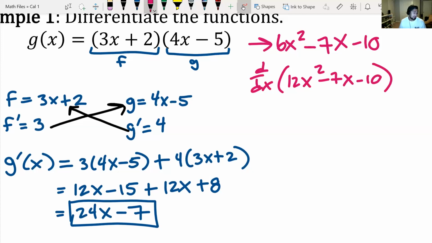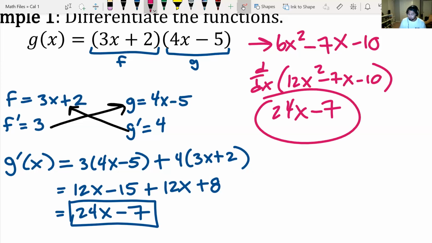Okay. Then I say, what is the derivative of 12x squared? You get 24x. What is the derivative of negative 7x? You get negative 7. What's the derivative of negative 10? 0. Is this the same as that? And the answer is yes. But that wasn't the exercise, was it? The exercise is to use product rule. But just know that that is another option to check your work.